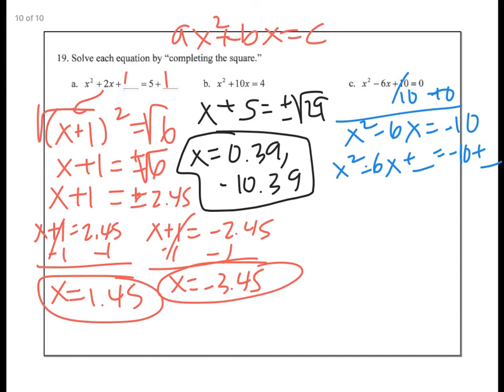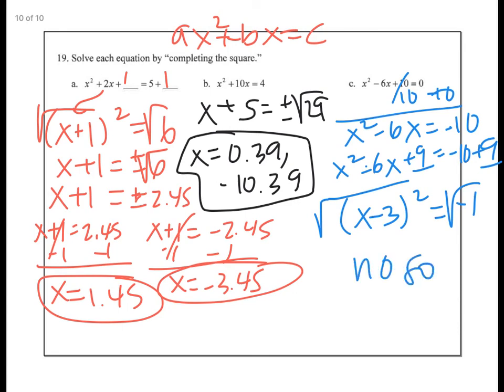Let's back up for a second. Taking half of negative 6, that gives me negative 3 squared. So I have to square negative 3 to get 9, and I'm adding that to both sides. So I get x minus 3 squared is equal to negative 1, square root each side. Here's where I run into an issue. I can't take the square root of a negative, so this would be no solution.